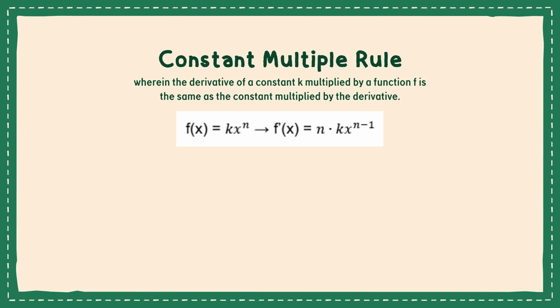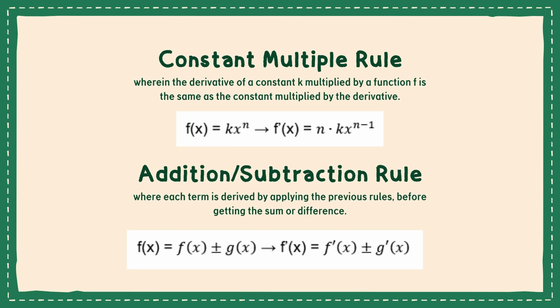Next is the constant multiple rule, where the derivative of a constant k multiplied by a function f is the same as the constant multiplied by the derivative. It's almost the same as the power rule. The thing that makes it different is that it now has a constant. Next is the addition and subtraction rule, where each term is derived by applying the previous rules.